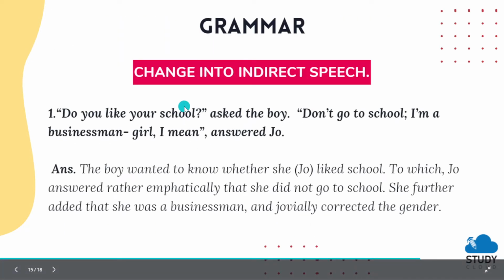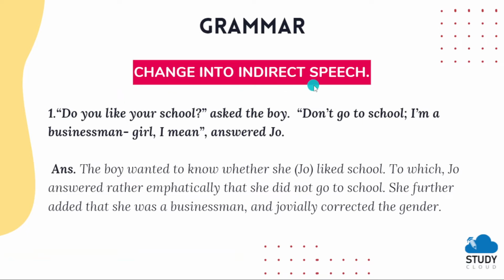Let us see these examples. Change into indirect speech. "Do you like your school?" asked the boy. These are the words of the boy. "Don't go to school. I am a businessman," answered Joe. So see, this is direct speech. We have to change into indirect. So here you will write, the boy wanted to know whether she, meaning Joe, liked the school. See, this you are changing. You're not writing, "Do you like your school?" the boy said. No, you will write, the boy wanted to know whether she liked the school.